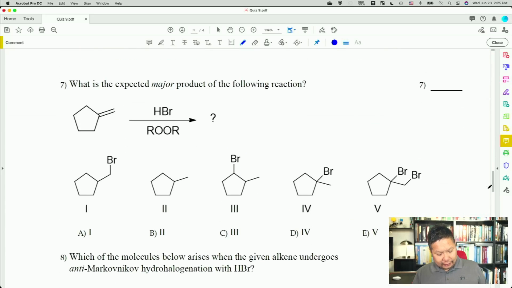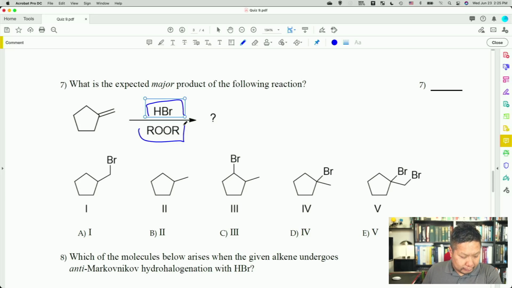Next, we have, what is the major product for this reaction here? We have HBr, right? So that's another hydrohalogenation, but it's in the presence of some peroxide. What do we get when we have that? We get an anti-Markovnikov addition. The only one here that has an anti-Markovnikov addition is structure 1. Okay, structure 1.